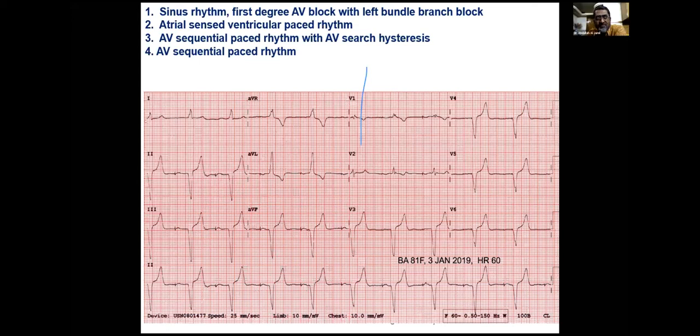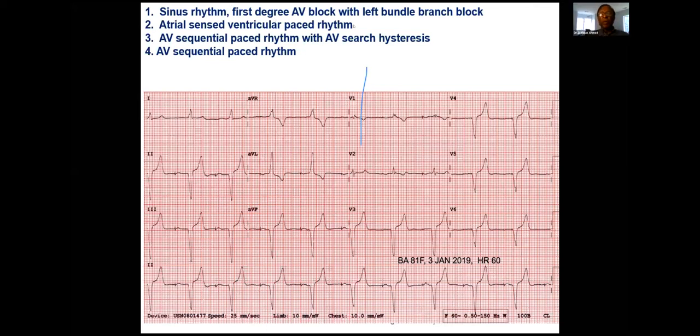AV sequential pace problem. No, Wadud bhai. This is present, I think. Look at the rhythm strip, because the PR interval is variable in the rhythm strip. The first 3 beats are longer and gradually it is becoming shortened, and then it becomes fixed. So it's AV sequential pace rhythm with AV search hysteresis, I think it's there.